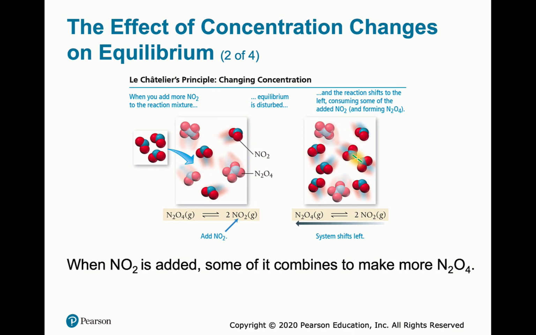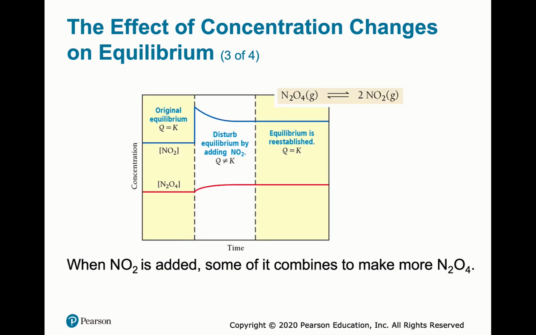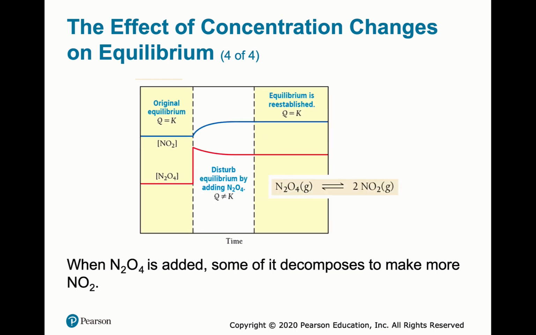So here is Le Chatelier's principle showing changing concentration. If you add NO2 product, the system shifts left and generates more N2O4 reactant. The system was at equilibrium, it is shifted, and now the equilibrium will reestablish itself. After the equilibrium is reestablished, the concentrations are different than the original, but the equilibrium constant is the same.